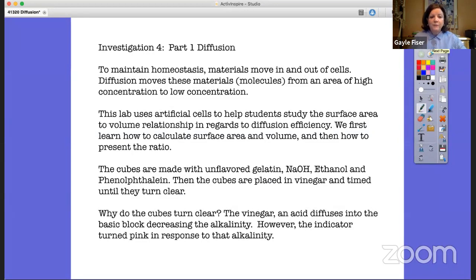The cubes are made with unflavored gelatin, sodium hydroxide, ethanol, and phenolphthalein. Then the cubes are placed in vinegar and timed until they turn clear. Why do the cubes turn clear? The vinegar, an acid, diffuses into the basic block, decreasing the alkalinity. However, the indicator that turned the blocks pink was in response to alkalinity, and that's why they're turning back clear.